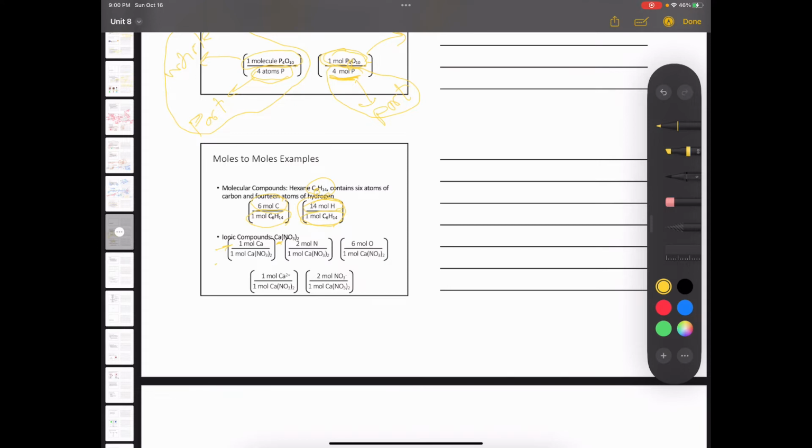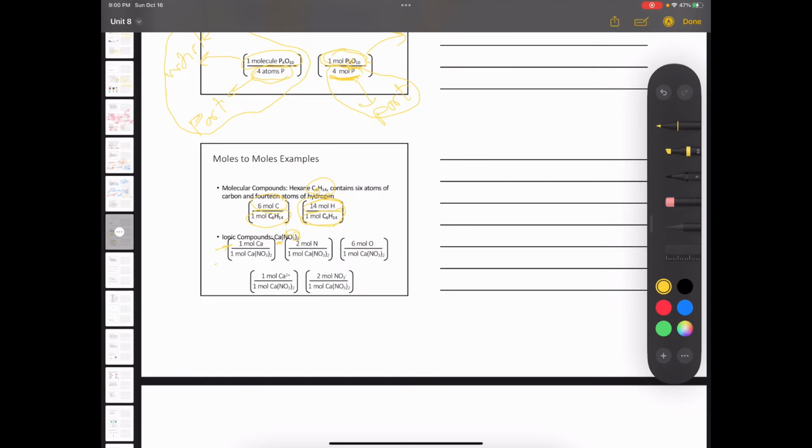For the nitrogen, on the other hand, I'll have to multiply it by a factor of 2. So there's 2 moles of nitrogen within 1 mole of calcium nitrate. For the oxygen, it's a little bit more tricky because I'll have to multiply that by a factor of 3. So 2 times 3 makes it 6 moles of oxygen within 1 mole of calcium nitrate. Okay?